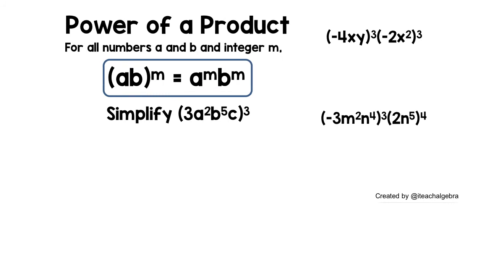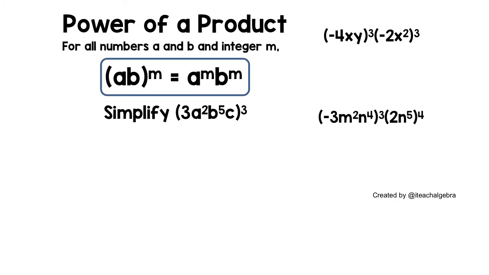Power of a product. If we have two variables that are multiplied together inside the parentheses and they're taken to a power, it's like we distribute that power to each part of what's in our parentheses and give it that power. Let's use that practice over here. Negative 4 cubed is negative 64. X cubed is x cubed. Y cubed, y cubed. And then we've got negative 2 to the 3rd power is negative 8. And x squared cubed is x to the 6th.